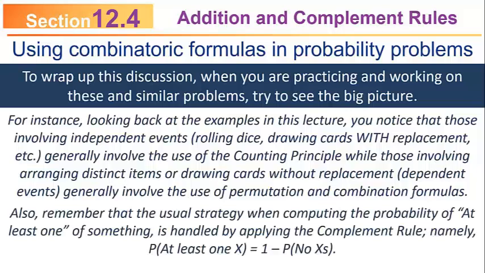Another thing I'd mention in closing is that the usual strategy when you're computing the probability of at least one of something, you handle that by applying the complement rule. In other words, go ahead and calculate the probability of getting none of those things, and then the probability of at least one of them is 1 minus the probability of none of them. There are other things I could mention, but I just want to get you thinking about looking for the big picture as you work through these problems. It's going to make your test-taking experience much better.